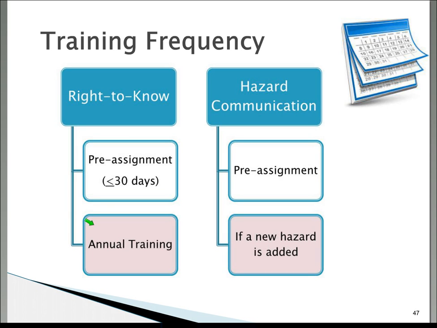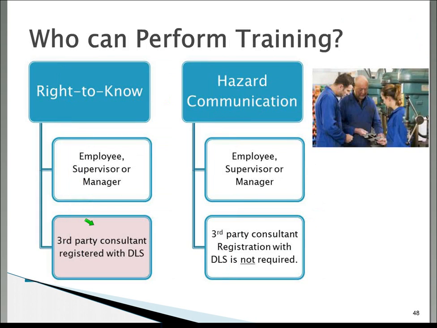But here, we're going to talk a little bit about how long training should be. We'll talk about who does the training first. Who does your right to know and HAZCOM training? And the answer is we don't want it to be complicated. Anyone who's comfortable in the subject matter can conduct that training. So that might be one of your coworkers, might be a fellow employee, it might be your supervisor, or it might be a department manager who's comfortable with the material is going to provide that training.